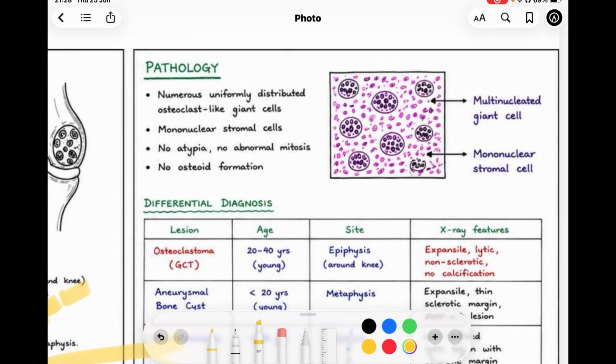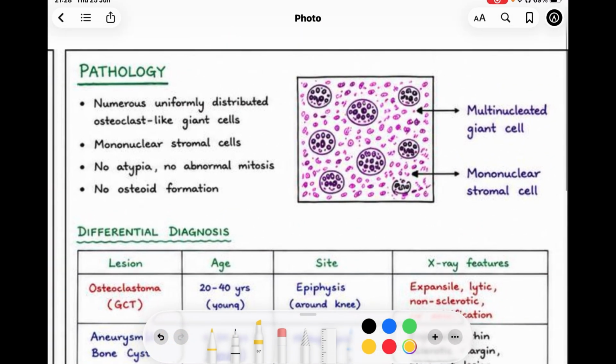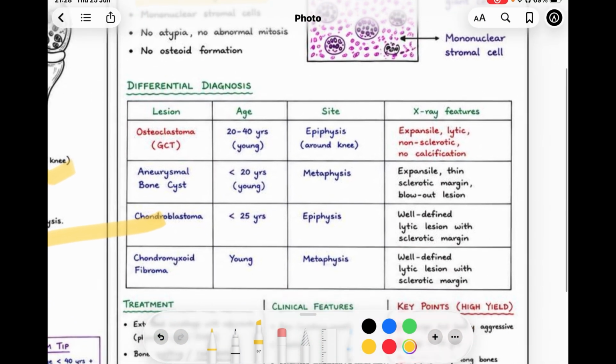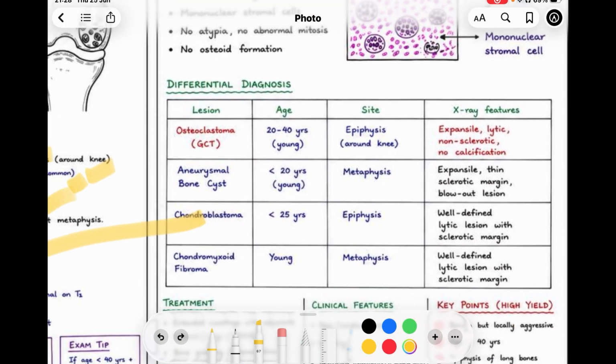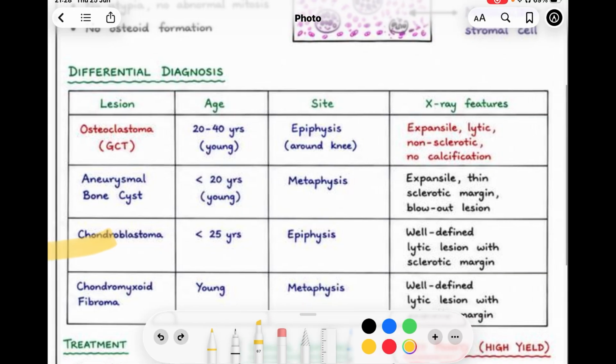Let's get into pathology. In the pathology, you find multinucleated giant cells, so numerous uniformly distributed osteoclast-like giant cells. Whenever you find a slide like this, you have to go for osteoclastoma. And there may be other pictures where there are other things you have to diagnose, like the differential diagnosis.